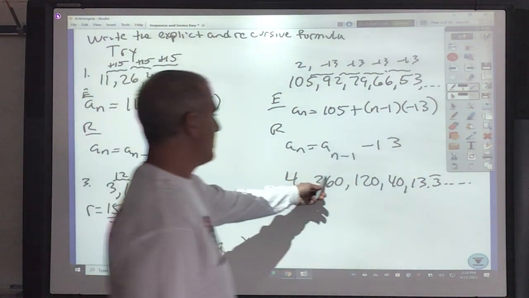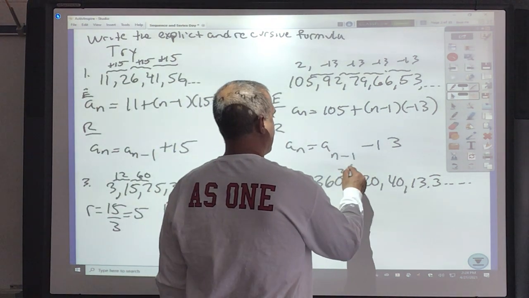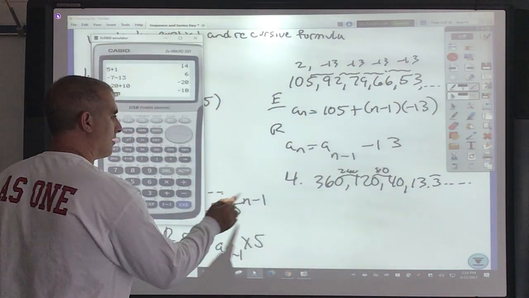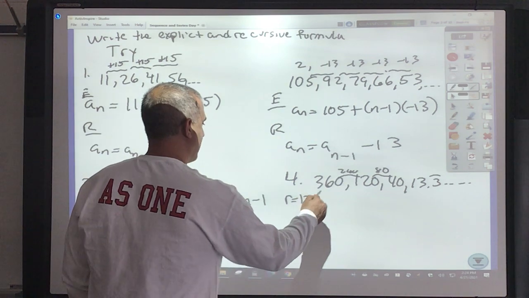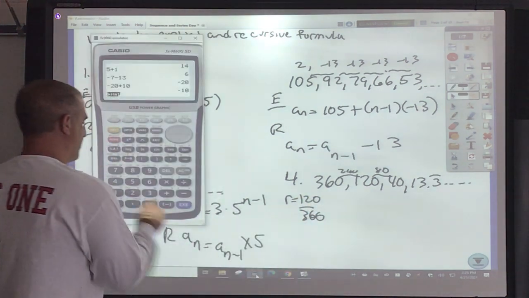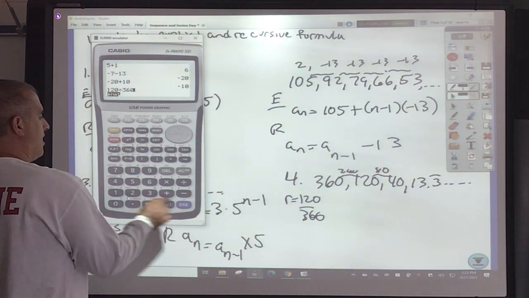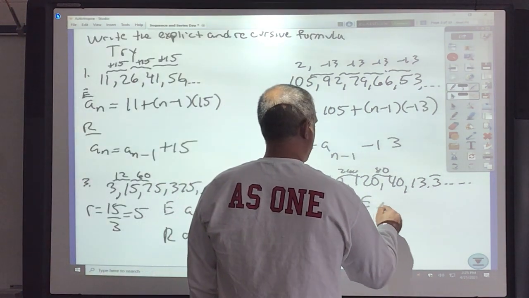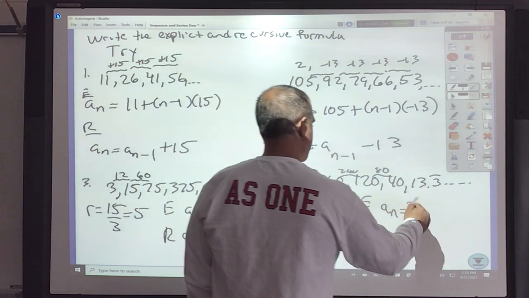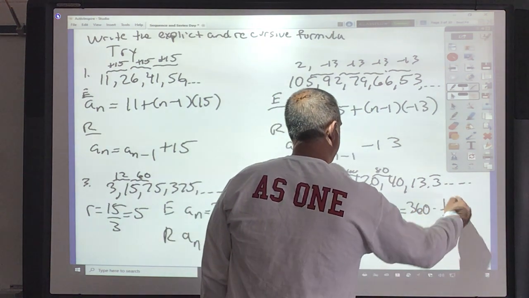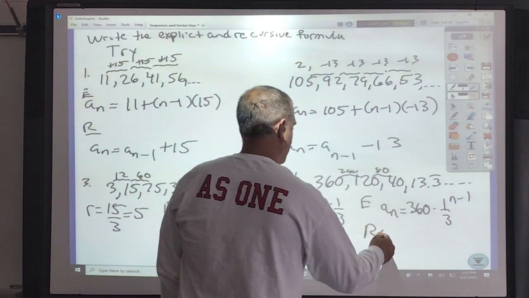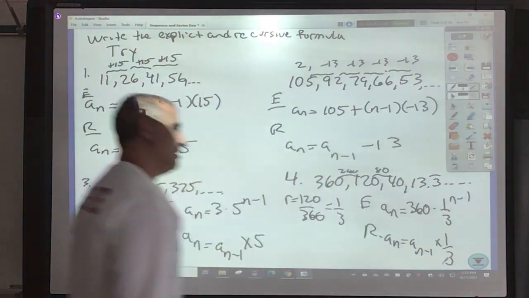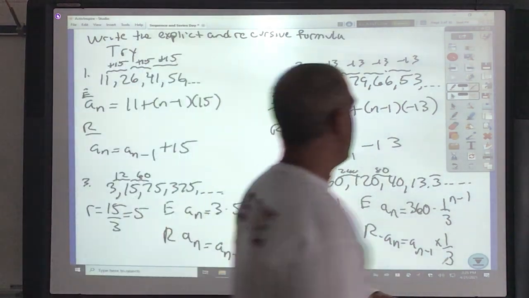All right, 360 to 120 is 240, and then 240 to this is 80, so clearly you can see that that doesn't work. So what I would have to do is 120 divided by 360. Always get yourself a fraction, it is 1/3. So my explicit here would be a_n equals my first, 360, times 1/3 to the n minus 1. My recursive is a_n equals a_(n-1) times 1/3. So those should be pretty simple from that standpoint.